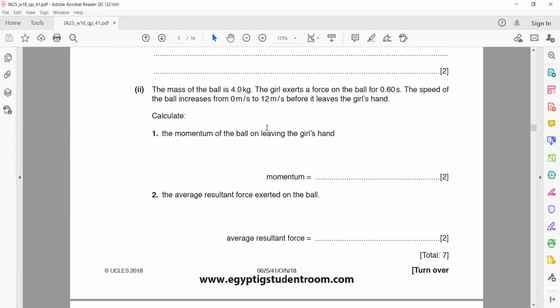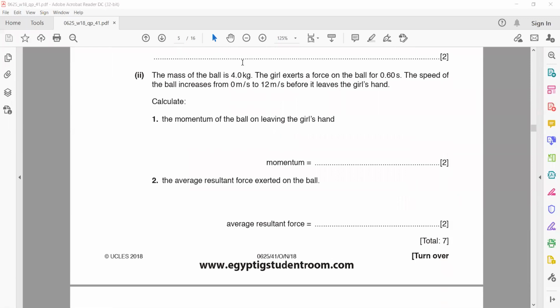In the next part, the ball of mass 4 kilogram, the girl exerts a force on the ball for 0.6 second, the speed of the ball increases from 0 to 12 before it leaves the girl's hand. The momentum of the ball on leaving, so momentum is a product of mass and velocity. Always write the formula first and then substitute the value.